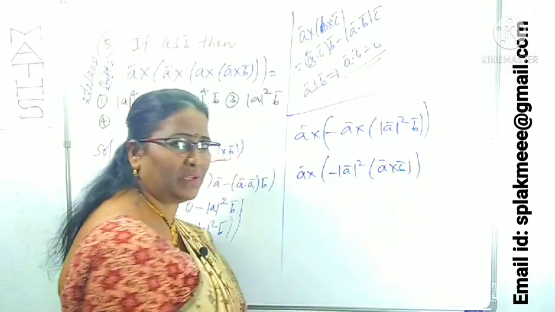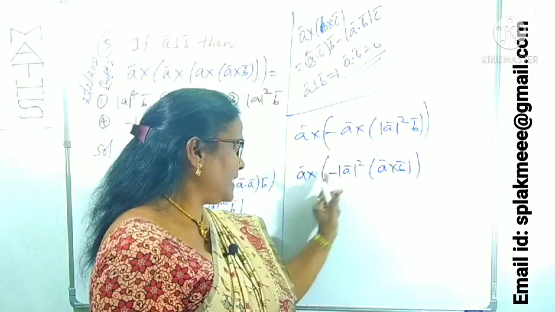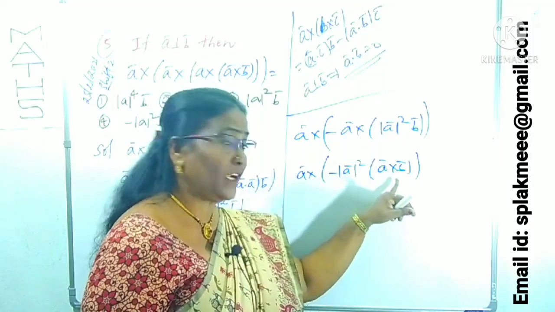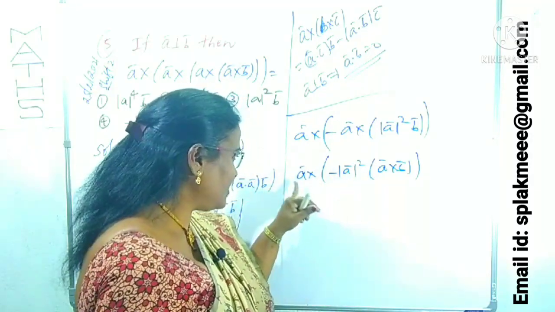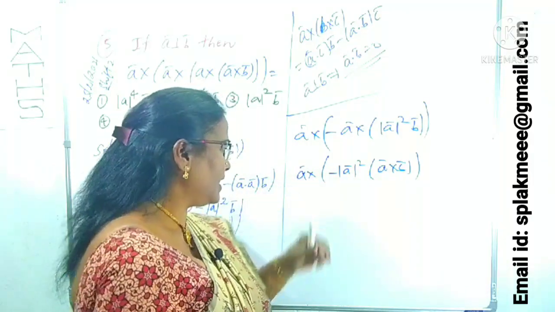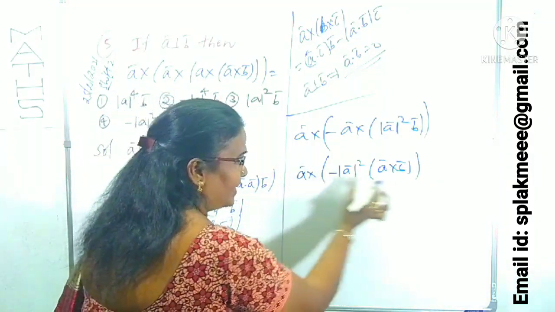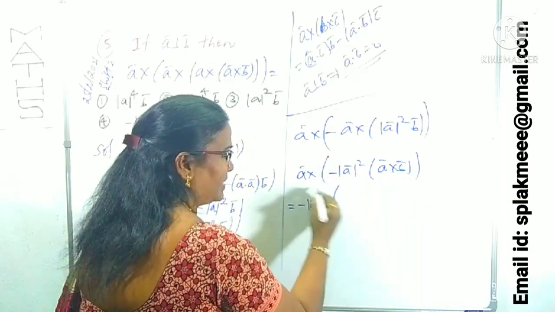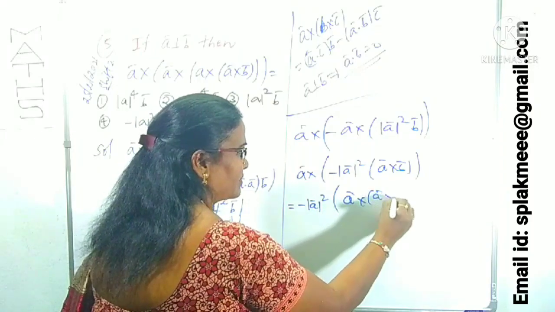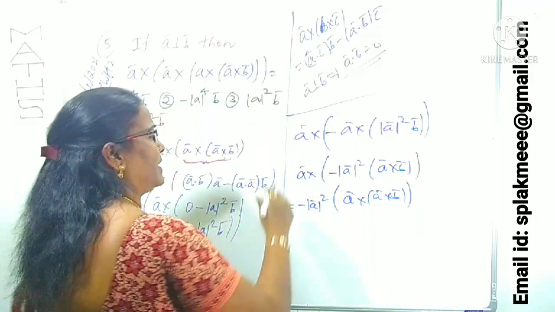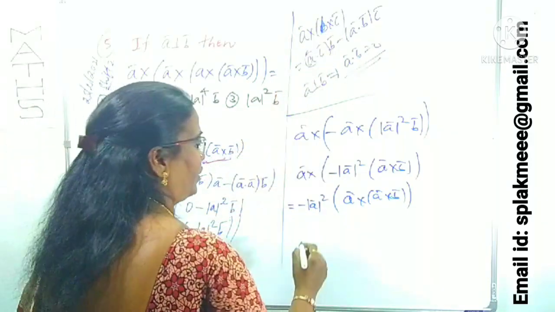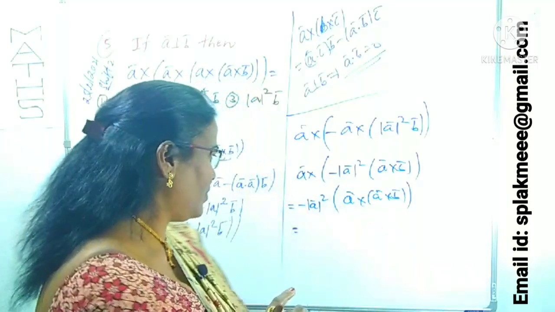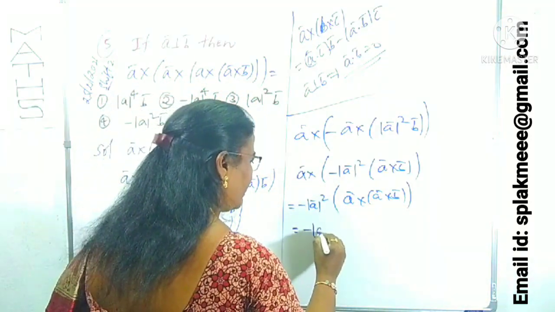Again we can observe what is there here: A cross. Mod A whole square is clearly a scalar, I said, and A cross B is a vector product. Again this cross can be used between vectors only, which means we can use this cross between A and A cross B. Minus mod A whole square is taken out and it becomes A cross of A cross B, again the same formation. There is no difficulty at all. Just concentrate on how you can split it. That is important here.